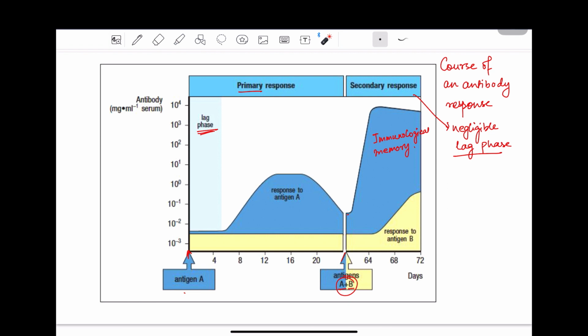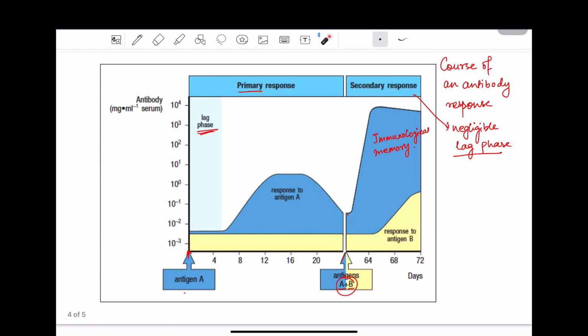So these are the main differences between the primary and secondary response, that there is a shorter lag period in the secondary response, a very short lag period or a very negligible lag period, and the concentration of the antibodies is also much, much higher in case of the secondary response, and the response is much quicker than the primary response.